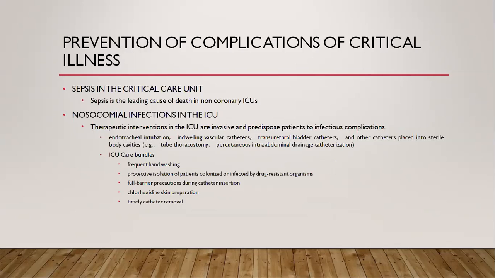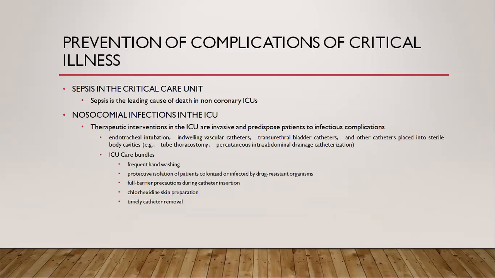So how do we prevent complications of critical illness? Sepsis in the critical care unit. Since sepsis is the leading cause of death in non-coronary ICUs, how do we prevent it? Another form of infection in the ICU is nosocomial infection. Therapeutic interventions in the ICU are invasive and predispose patients to infectious complications, hence the nosocomial infection.